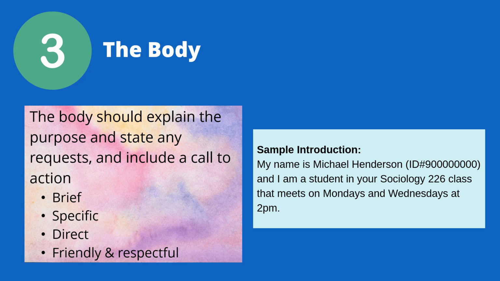An example for starting the email could be: My name is, list your name, your student ID number, and I am a student in your, list your class that meets on Mondays and Wednesdays at 2 p.m., which is when the class meets.